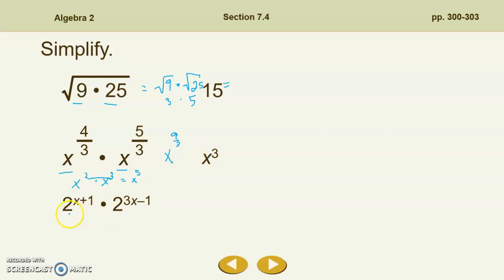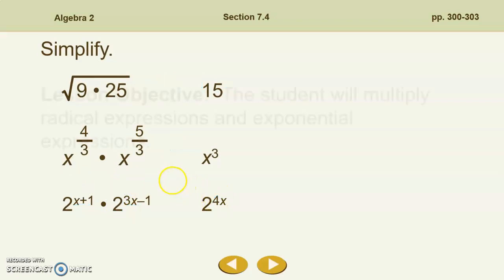What about here? 2 to the x plus 1 times 2 to the 3x minus 1. What can I do here? Well, just like before, my bases are the same, and so I can add my exponents. When I add x plus 1 plus 3x minus 1, I get just 4x. So my base stays the same. This is the number that I'm multiplying, 2, and then my exponent is what changes.